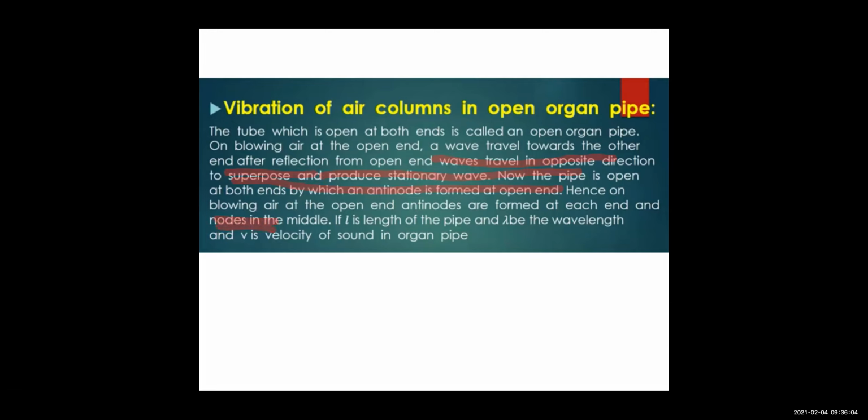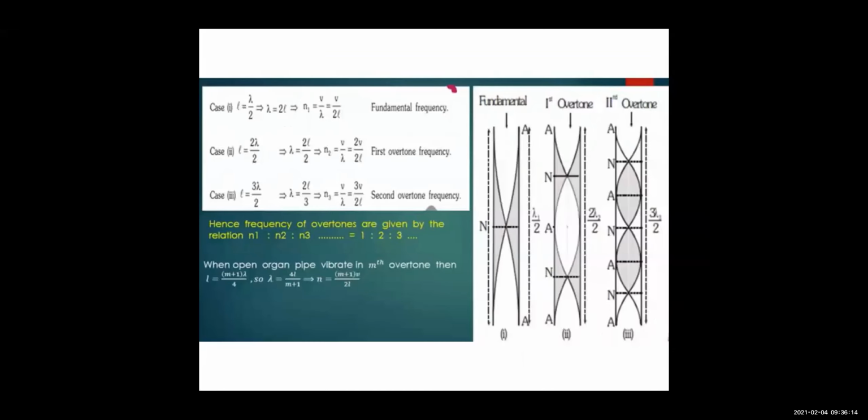Right? So now the length of the pipe is L, lambda is again the wavelength, and V is the velocity of the sound in the organ pipes. Then you can see in the diagram that at both the open ends, antinodes are formed and in the middle, nodes are formed. Right, children? Now, let's start with this.